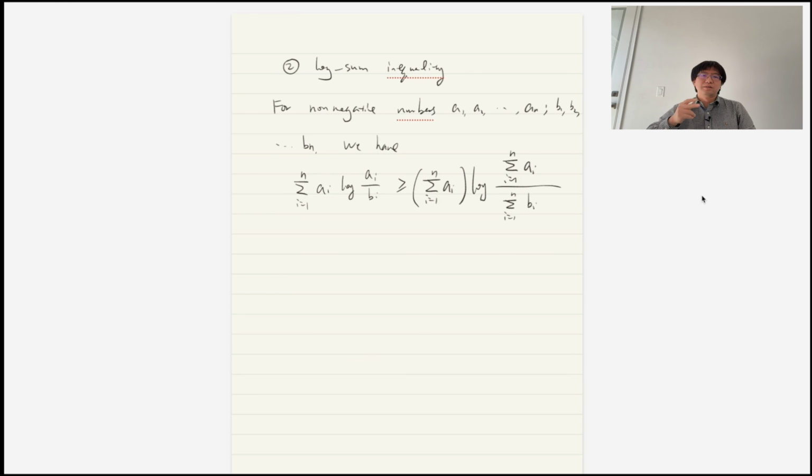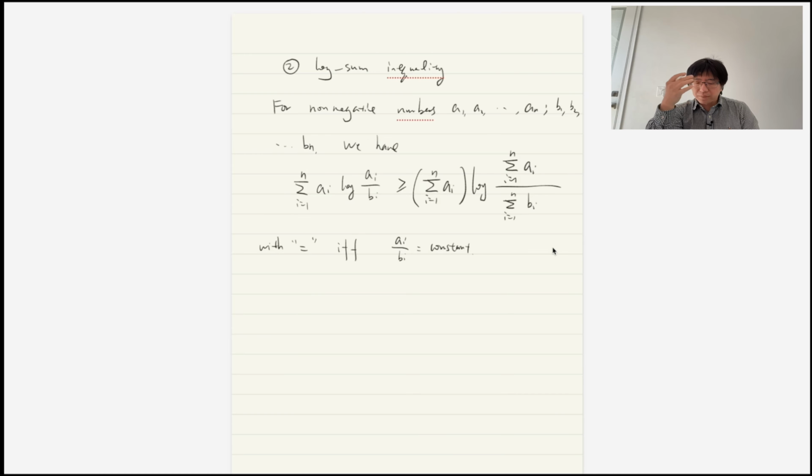It's a very abstract inequality, right? It will become more clear when we apply that to some other inequalities. And again, we need to be careful on the equality sign. The equal sign will hold if and only if ai and bi is a constant. Okay, that's the log sum inequality. You can see we have log, we have sum. That's where the name is coming from. It's called log sum.